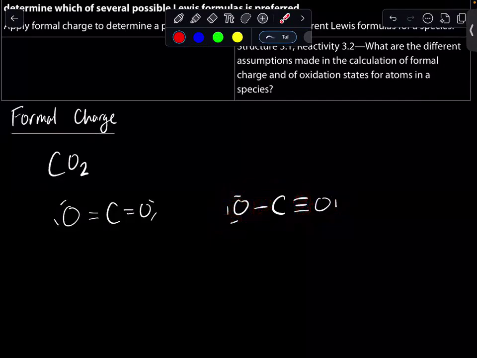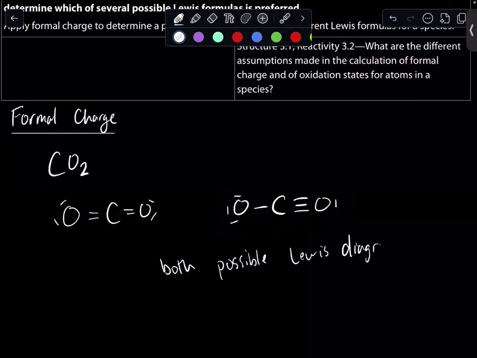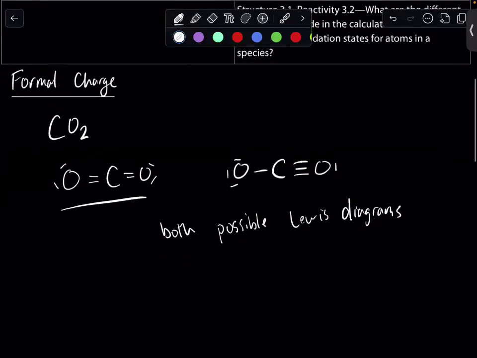So both of these diagrams are possible Lewis diagrams. But we know that the one on the left is correct. But why? Why is this the correct diagram? What actually tells us that? Well, this is why we have formal charge.